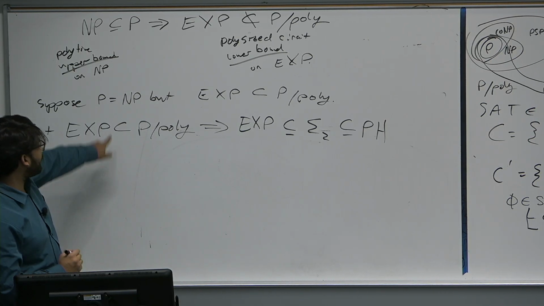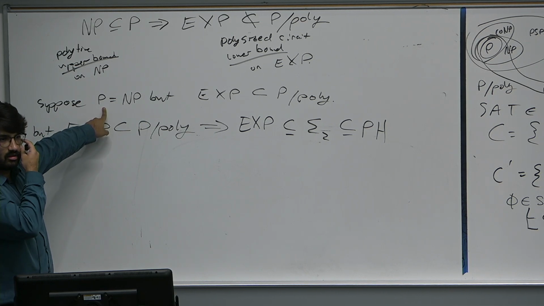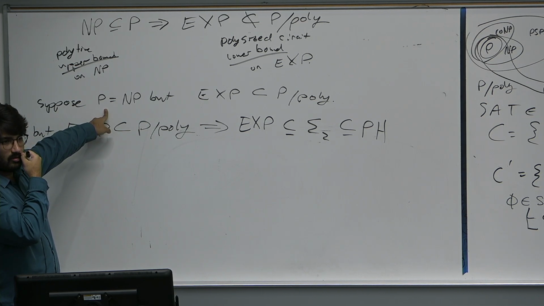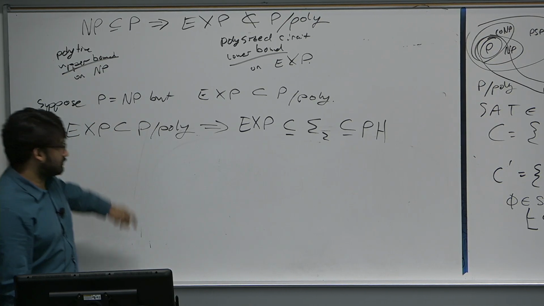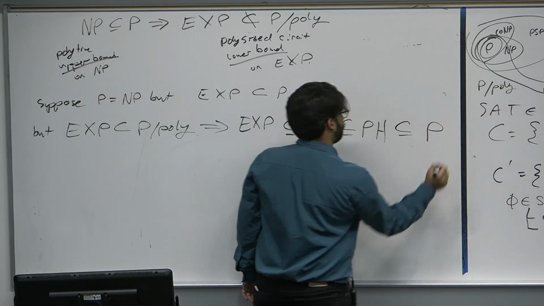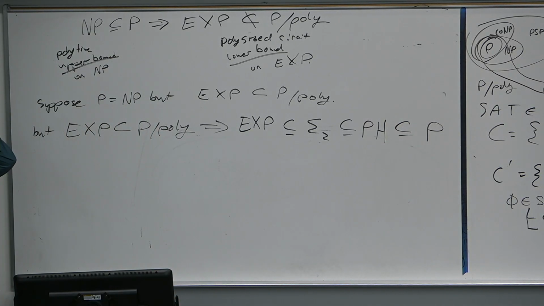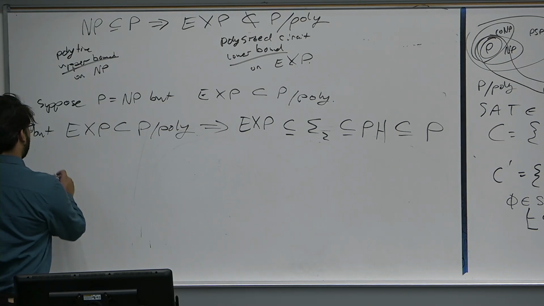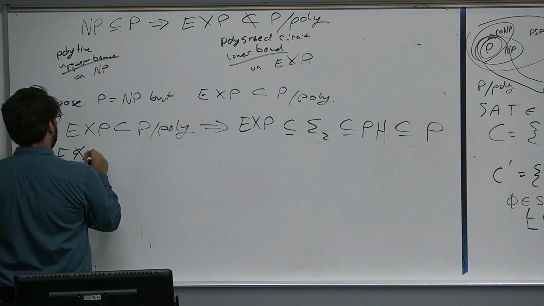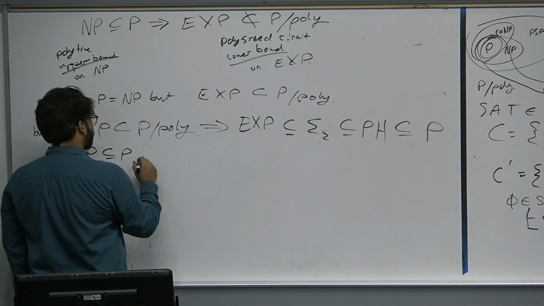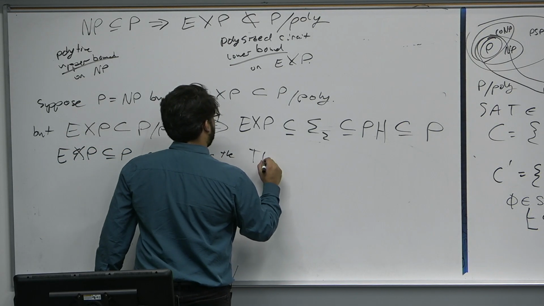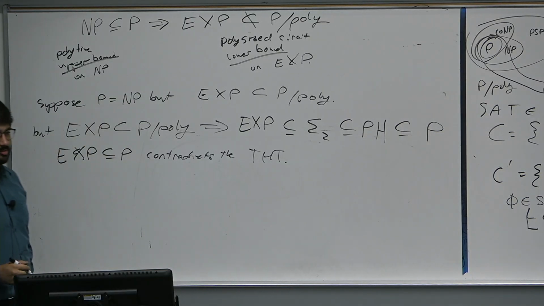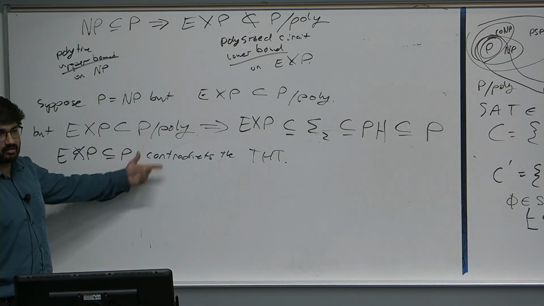And what did we say last time happens if P equals NP? pH collapses. To what level? The base level. P. Yes. What's the contradiction? EXP contains P. Yes. So EXP contains P, is contained in P, contradicts the time hierarchy theorem. We know P is a strict subset of EXP, right? EXP being contained in P contradicts the time hierarchy theorem.